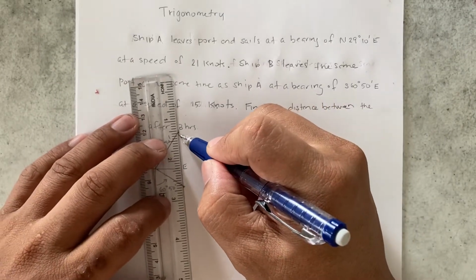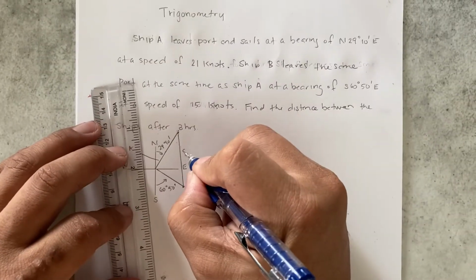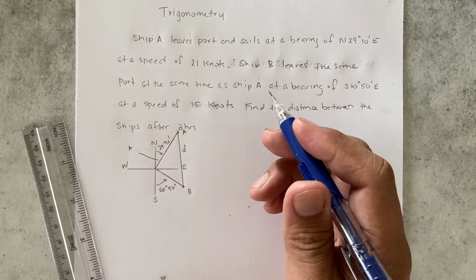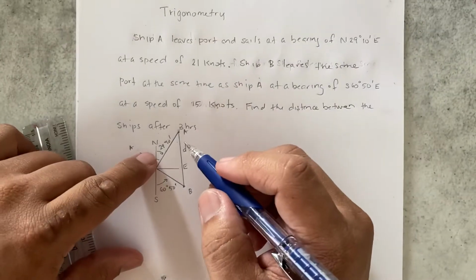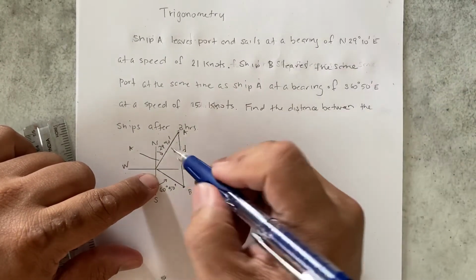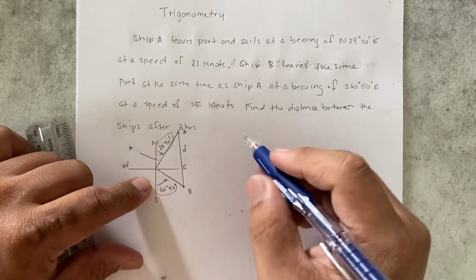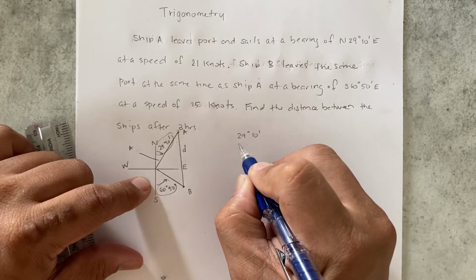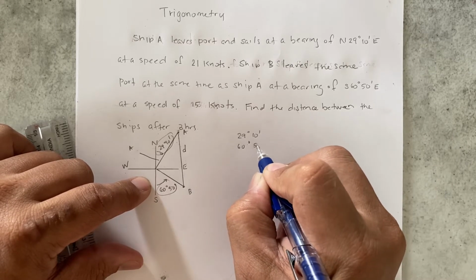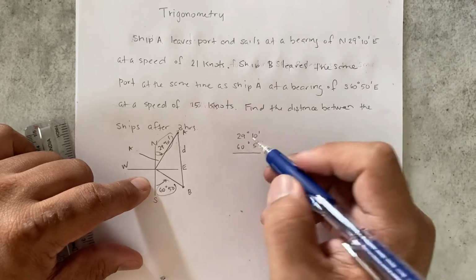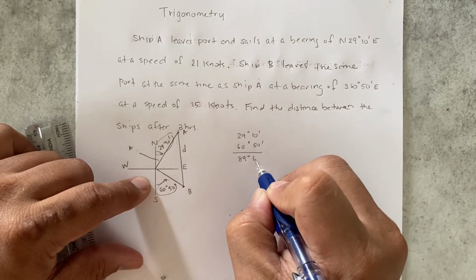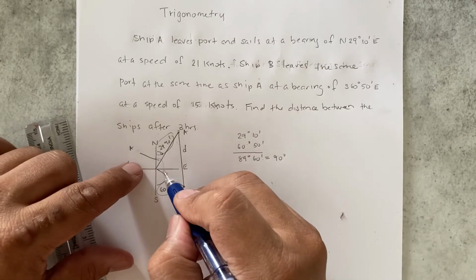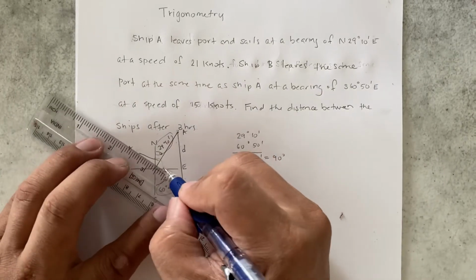And they said after 3 hours, what is the distance between the ships? So this is A, this is B. Okay. And when we find this, we know it's a right triangle because these angles here, 29 degrees 10 minutes, 60 degrees 50 minutes, you're gonna add it up. This is 89 degrees 60 minutes, which is equivalent to 90 degrees. Notice this here, there are supplementary angles, so that means this is 90 degrees.